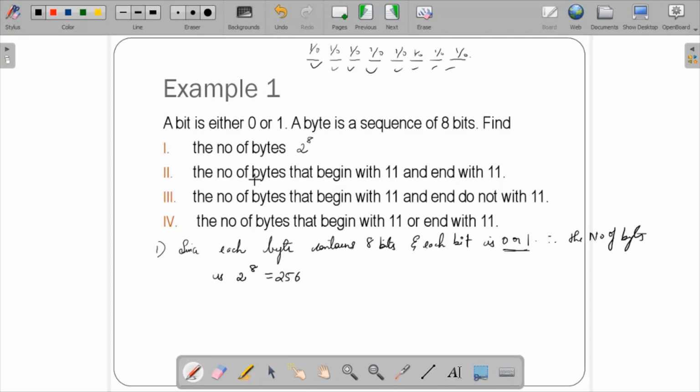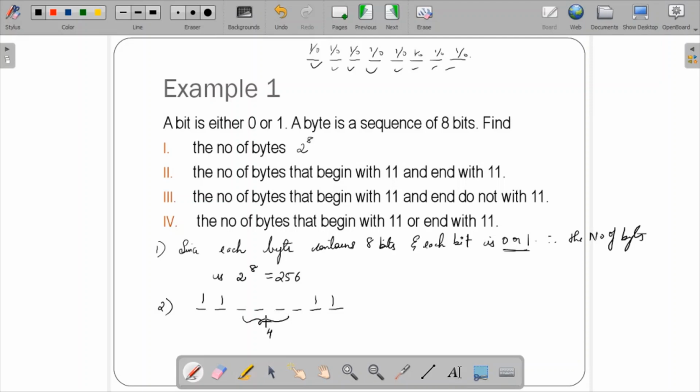Then they told us to find the number of bytes that begin with 1 1 and end with 1 1. So totally how many locations do we have? 1 2 3 4 5 6 7 8. They told that it begins with 1 1 and ends with 1 1. That means these positions are already occupied. So in a byte beginning and ending with 1 1, there occur 4 open positions. How can these be filled?